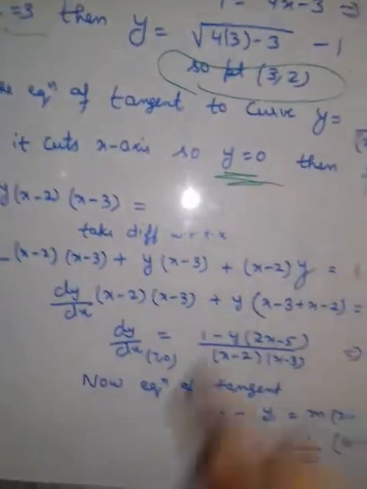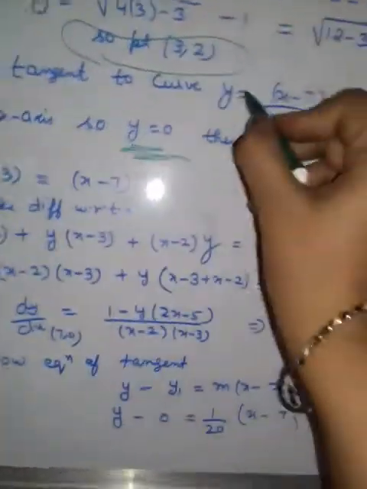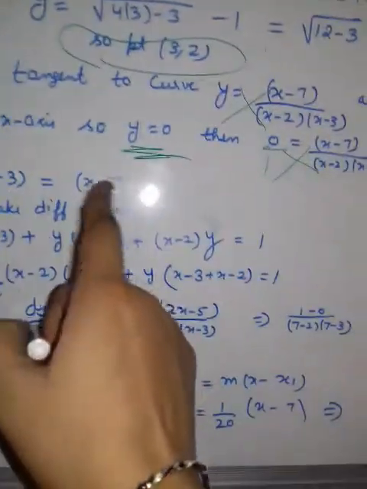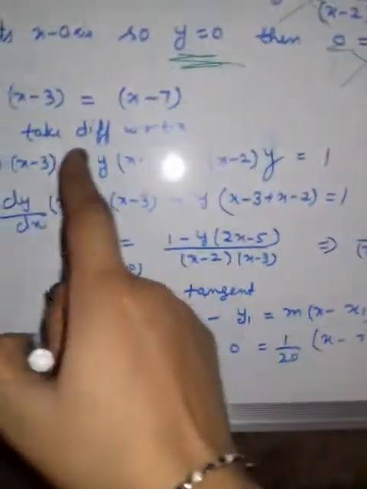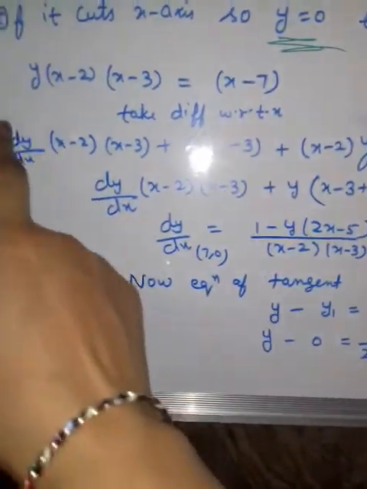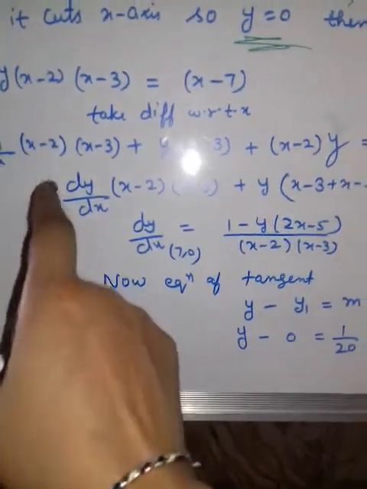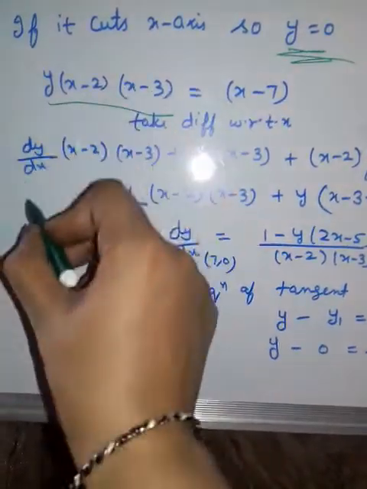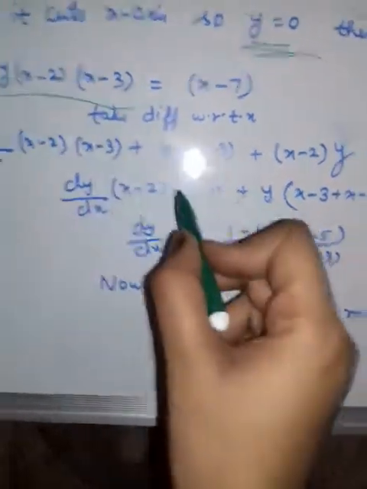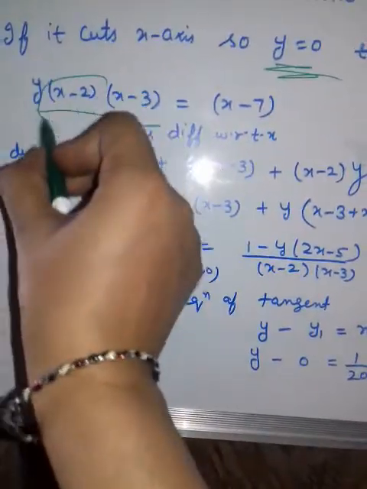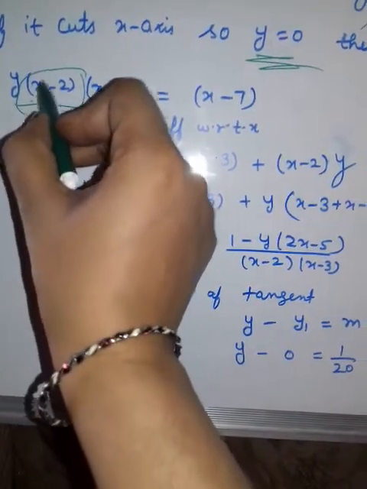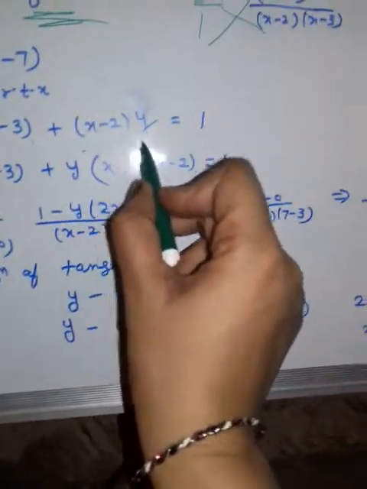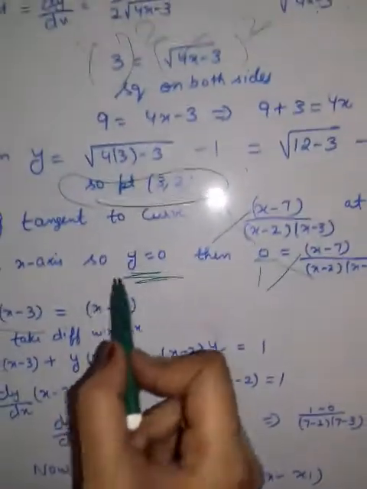After that I have to take its derivative. Firstly I multiplied them: y into these is kept here, equal to x minus 7. So differentiate with respect to x. Firstly the first function, derivative of the second kept the same. You know how to take the derivative of 3: first function derivative, then the second derivative, this will become 1 and this is 0. So 1 only. y into x minus 3 plus x minus 2 into y equals x minus 7.